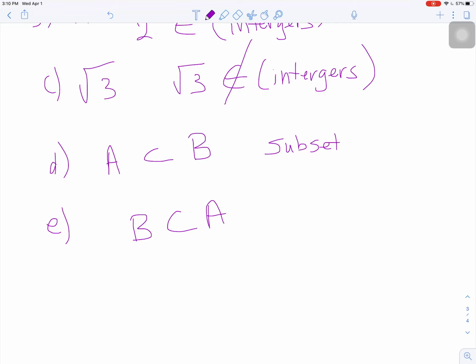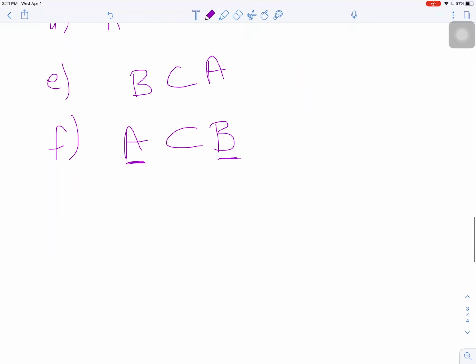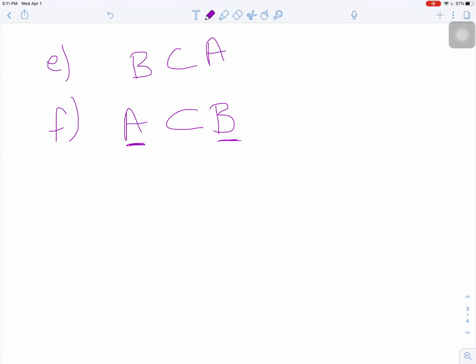Okay, vowels and letters of the alphabet. So that's F. And we're looking at how that would have a subset, right? Vowels is A, and the whole alphabet is B. A is a part of the whole alphabet, so it will be a subset. You can't do it the other way around. Remember, you have to show which one's going to be the subset. Okay, that would take care of that part of it.